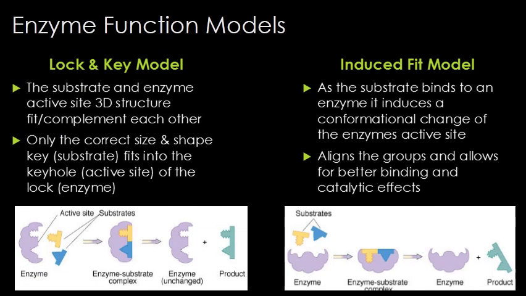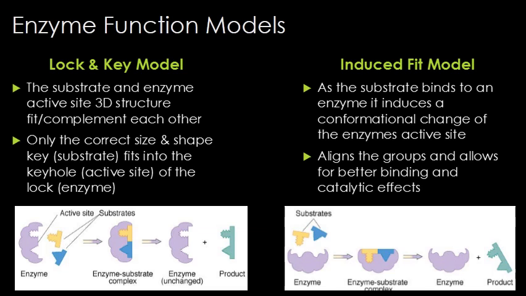There are two views regarding the mode of action of enzymes. The lock and key model, which is from the 1890s, basically says that the enzyme is like a lock into which the substrate fits, like a key. Basically, the shape of the active site and the substrate molecules match. They're complementary to each other. So the enzyme molecule holds the substrate close together, forming that enzyme-substrate complex, and creates the product.